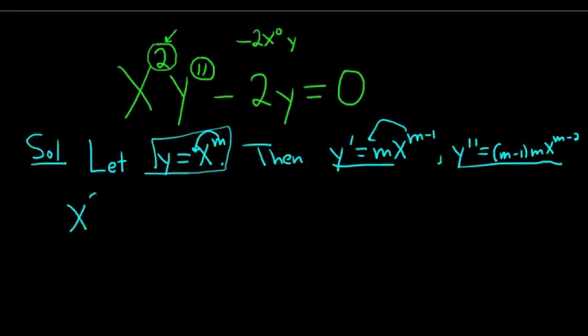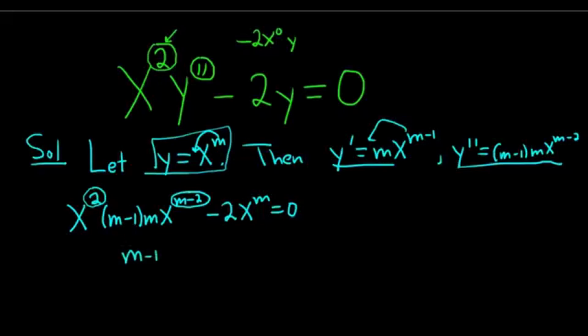So we have x squared, then y double prime, that'll be m minus 1 times m, x to the m minus 2, minus 2 x to the m, and that's equal to 0. Okay, we should be able to combine some like terms. x squared times x to the m minus 2, we can add the exponents. So this will be m minus 1 times m times x to the m, minus 2 x to the m, and that's equal to 0.